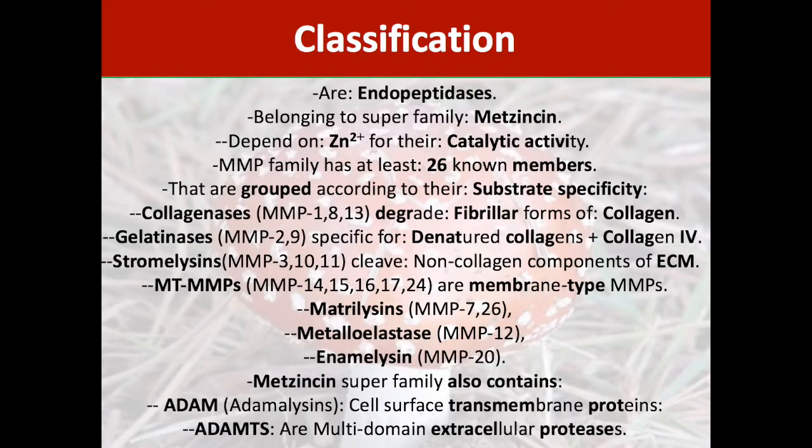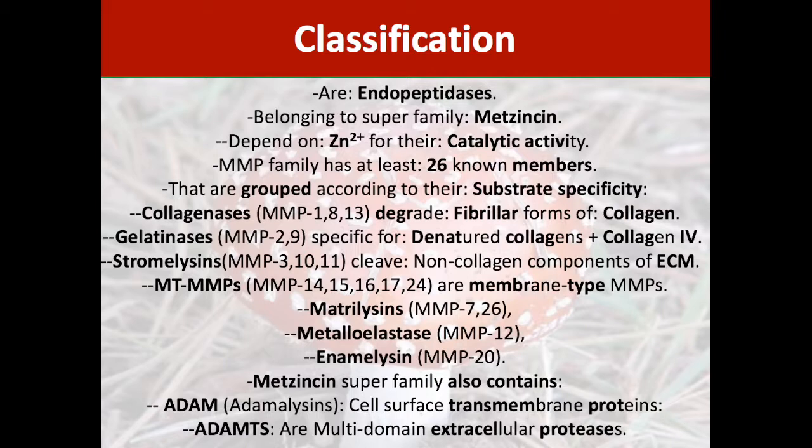Classification: MMPs are endopeptidases. They belong to the superfamily Metzincin, and they depend on zinc cation for their catalytic activity. The MMP family has at least 26 known members that are grouped according to their substrate specificity. Collagenases MMP1, 8 and 13 degrade fibrillar forms of collagen. Gelatinases MMP2 and 9 are specific for denatured collagens and collagen type 4.